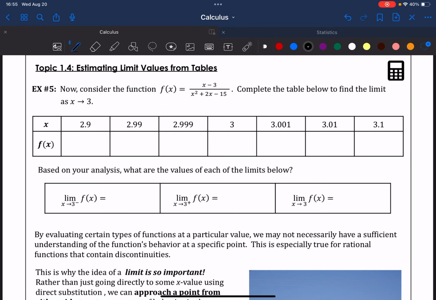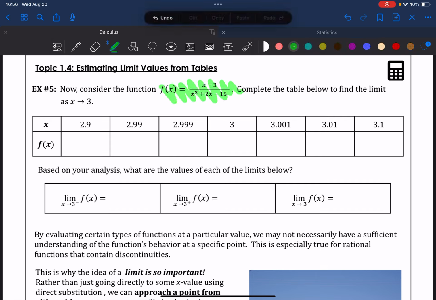Okay, example 5. It says, now let's look at it in a different way, maybe a little bit more numerical. Let's say we have the following function. This is our function here. And we want to see what the limit would be as x approaches 3.